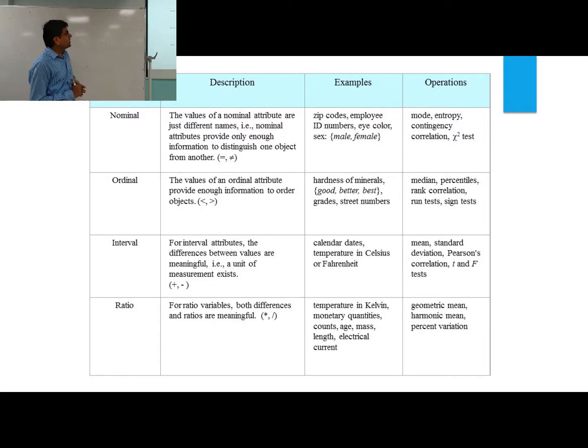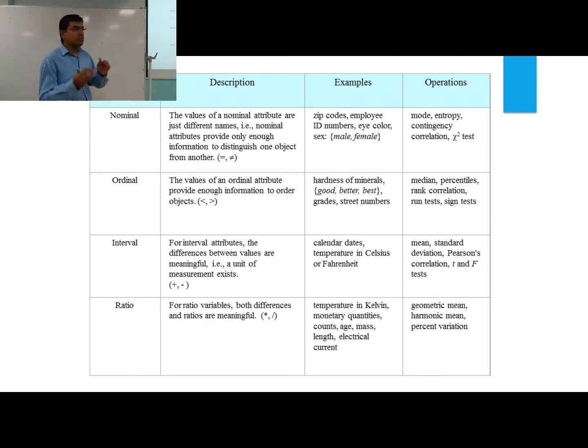For ordinal data, there is an order like good, better, best. That is a kind of order it gives you. Also your grades like A minus, B minus, B, there is an order. Again, not all types of operations are valid. Some of them are valid: median, percentile, rank, correlation, run test, sign test, all these are valid on the ordinal.